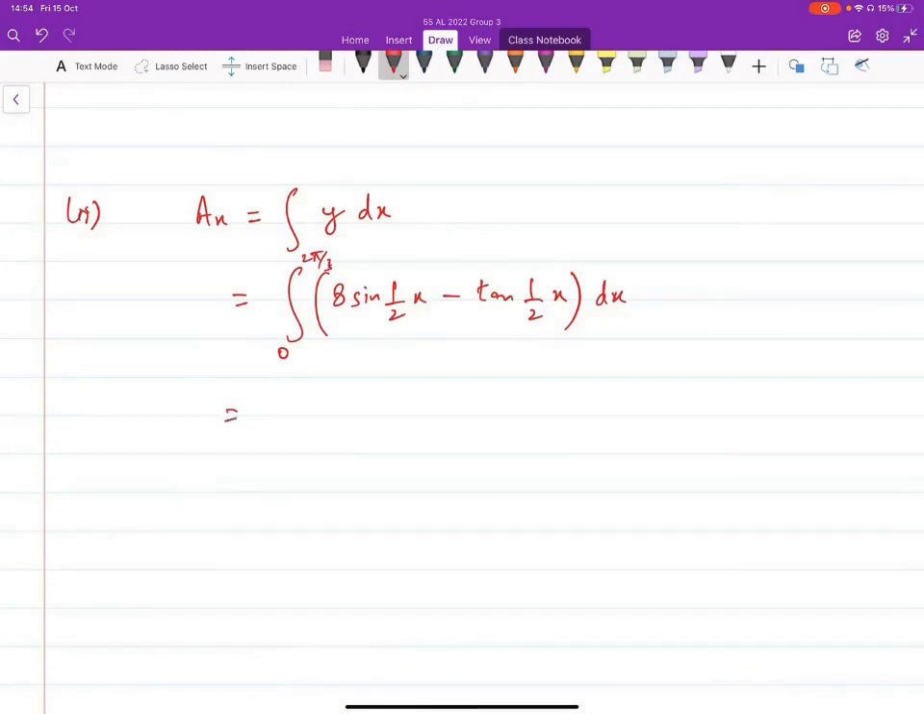So we first have to integrate it. 8 sine half x का integral क्या आएगा? 8 stays as it is. 8 is just a constant. What is the integral of sine half x? Minus cos, right? So sine का integral is minus cos. So we start with that. We have minus cos half x, and then divide by 1 over 2. So 1 over 2 से divide करना है. ठीक है?